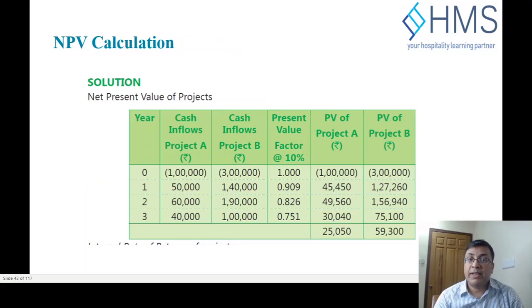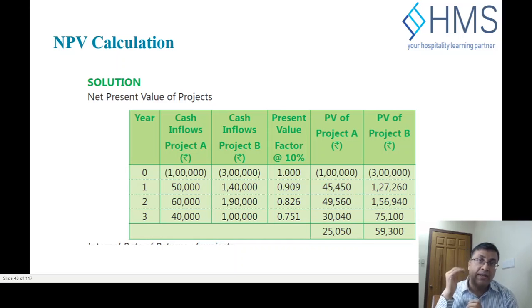So let's calculate that. The solution for net present value is very simple. We will calculate the net present value factor at 10%. So the first year is 1, then 0.909, 0.826, and 0.751. How did we calculate this? We calculate 1 divided by 1 plus R, where R is 10%, so 1.1.